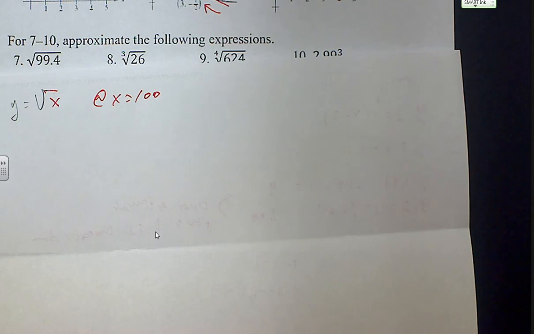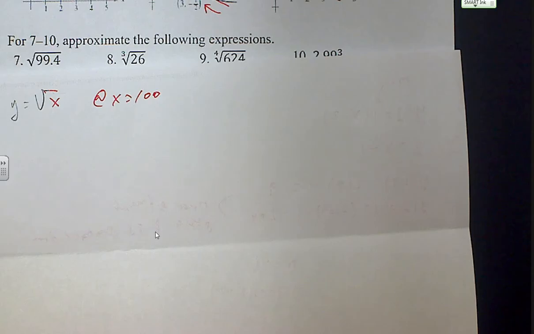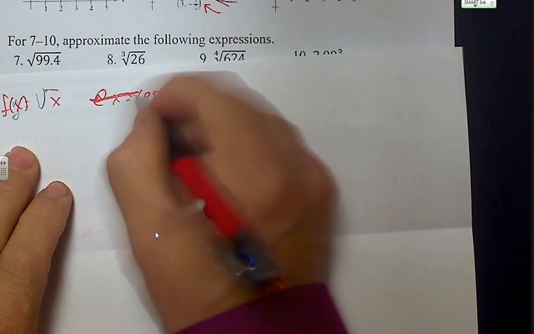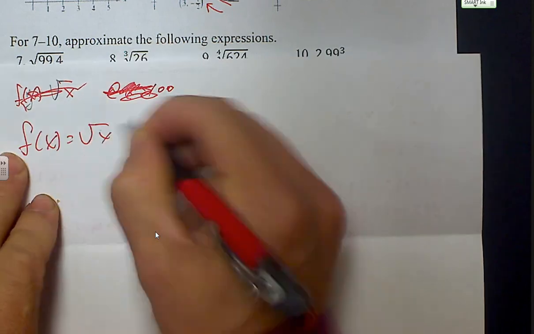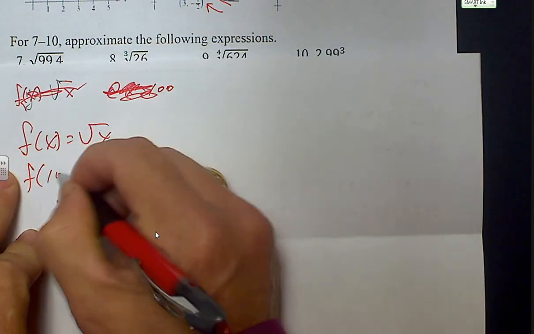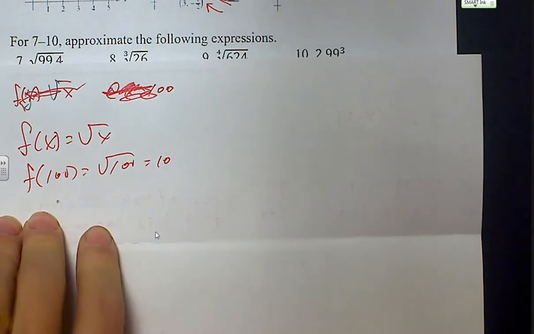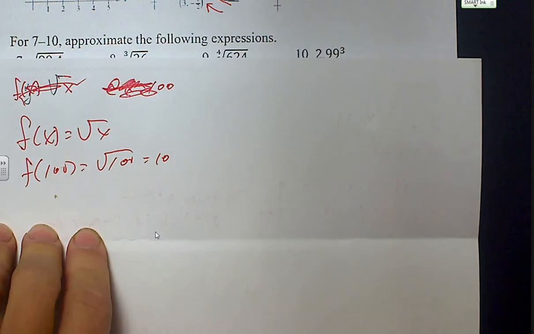So what I told you is, to find a tangent line, you need the y-coordinate, don't you? So when x is 100, what's our y-coordinate going to be? I'll write it this way. f of x is the square root of x. f of 100 is 10, right? So there's our y-coordinate. We have to have that.